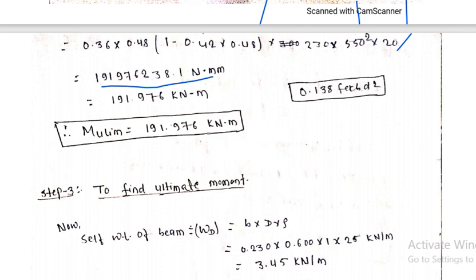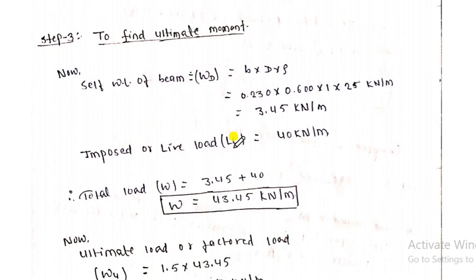So Mu limit we already calculated. Let's calculate Mu, the ultimate moment. Before calculating Mu, we have to calculate a certain thing, that is the self weight of the beam. Self weight of the beam is nothing but b into d into the density of the concrete. So b is 230, d is 600, and the density of concrete is 25 kilonewton per meter cube. So convert all these units into meters: 0.230 into 0.600 into 1 per meter into 25. So we got the self weight of the beam as 3.45 kilonewton per meter.